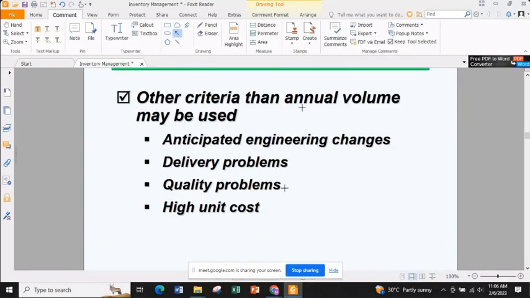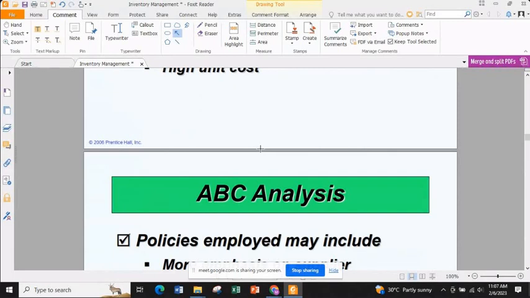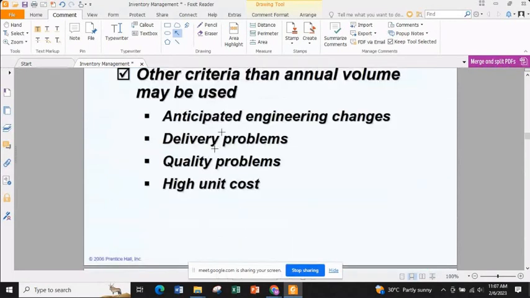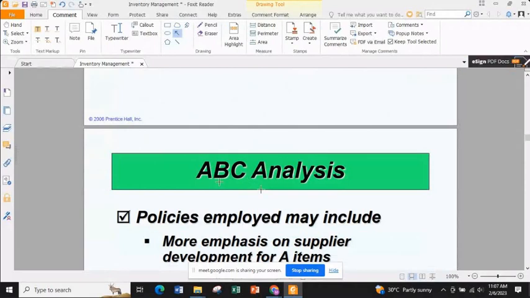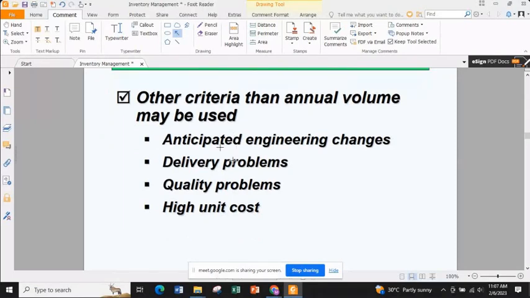So other criteria than annual volume may be used. Other than ABC, we have other criteria that we use: anticipated engineering changes, delivery problems, quality problems, high unit cost. But we don't go into detail about this, we just focus on ABC analysis for this topic. Again, you can explore it as your value added, your added knowledge.